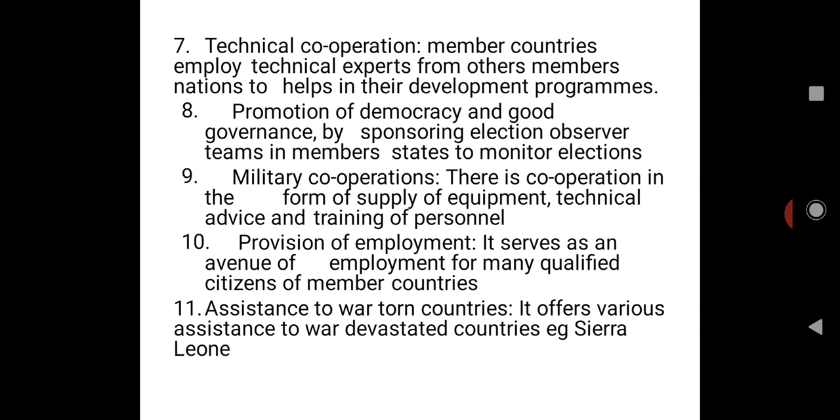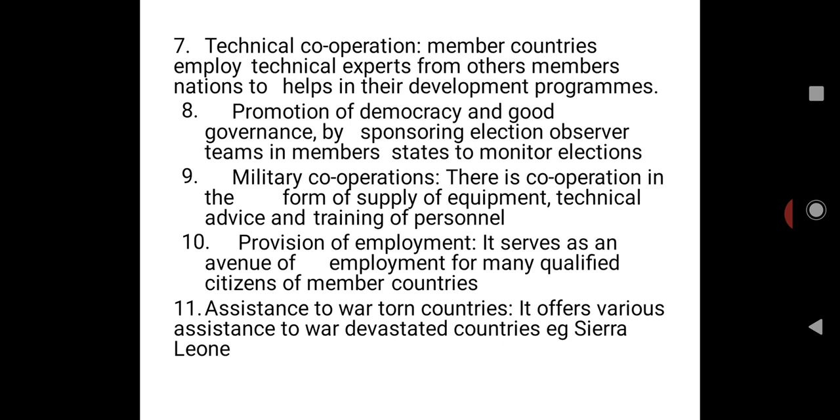They used to go to Zimbabwe. They have been to Angola, all the areas that are members of the Commonwealth of Nations. Even in Uganda, after Idi Amin, they sent their election observer teams to such countries to monitor elections there and make sure that such elections are free and fair without any hindrance.